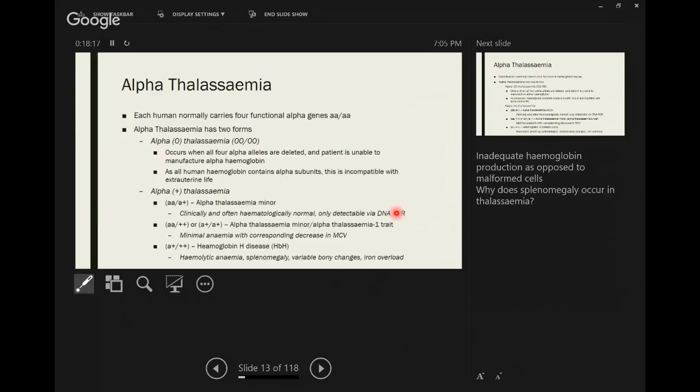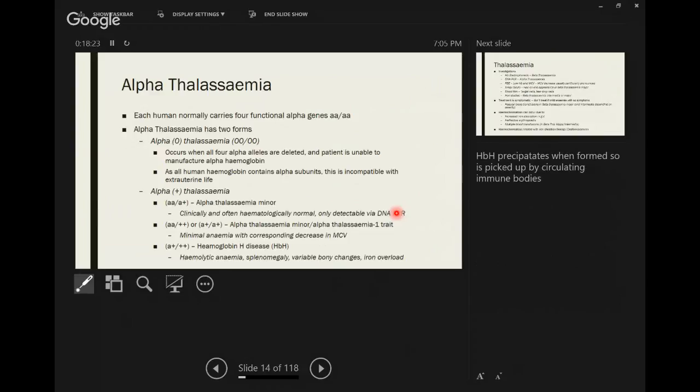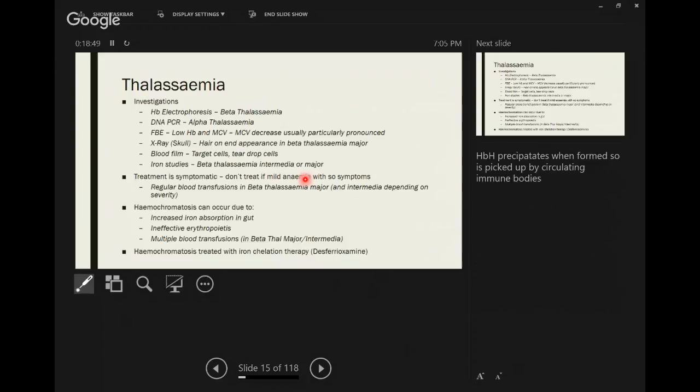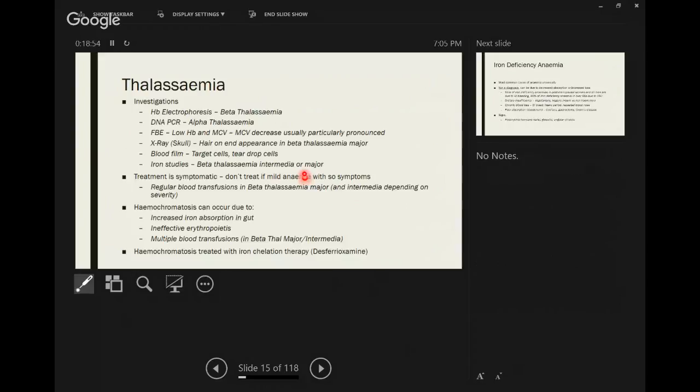Each human normally carries 4 functional alpha genes. It's hugely unlikely that this will come up, but in alpha thalassaemia it's possible to have a deletion mutation in all 4 genes, and that's incompatible with extrauterine life. So once the baby's born, they die fairly quickly after, because they can't produce adult hemoglobin. They can only produce the embryonic zeta and epsilon type hemoglobin. So for beta thalassaemia, it's hemoglobin electrophoresis. For alpha thalassaemia, it has to be investigated by DNA PCR.